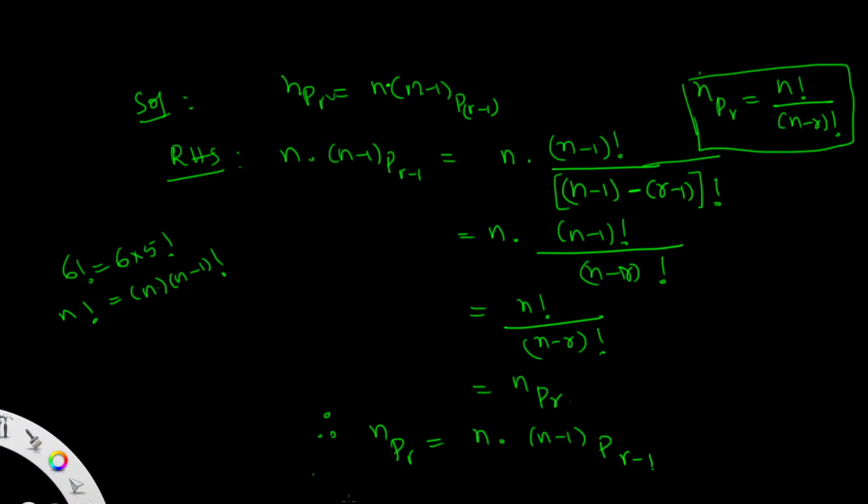The first problem: nPr equals n into (n minus 1) P (r minus 1), which we can prove. Now the second problem: given nP3 equals 1320, find n. These are all very small problems; we will give two more such questions. The question is: if nP3 equals 1320, find n.